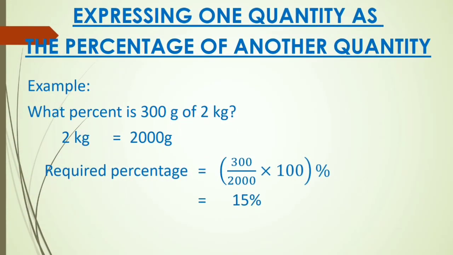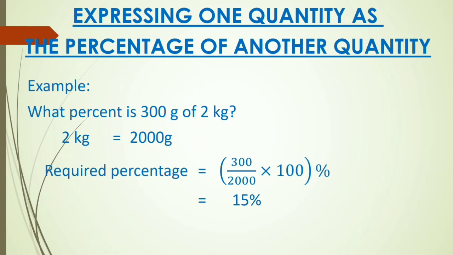We can take one more example to understand this. Here we have another question. This question looks slightly different. What percent is 300 gram of 2 kilograms? In this also we have to express 300 gram as a percentage of 2 kilograms. So before doing this, we do an important thing. We are converting 2 kilograms into grams. So 2 kilograms is equal to 2000 grams. It is an important step.